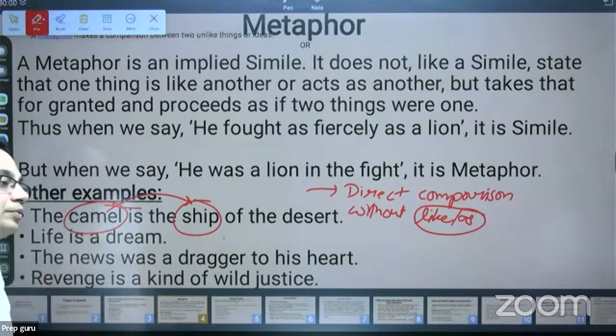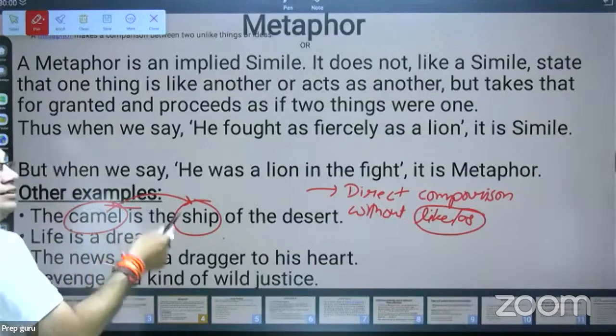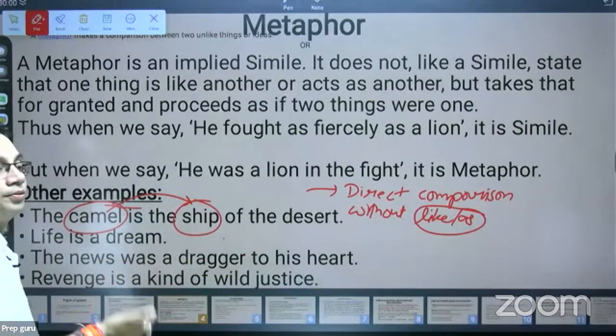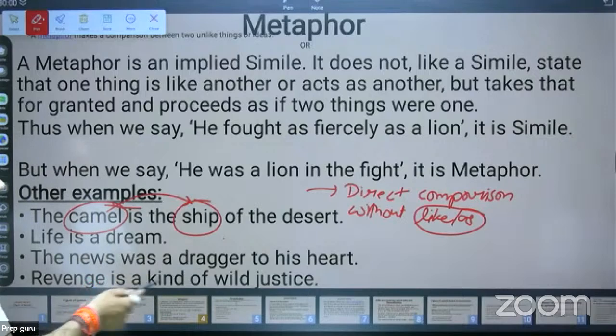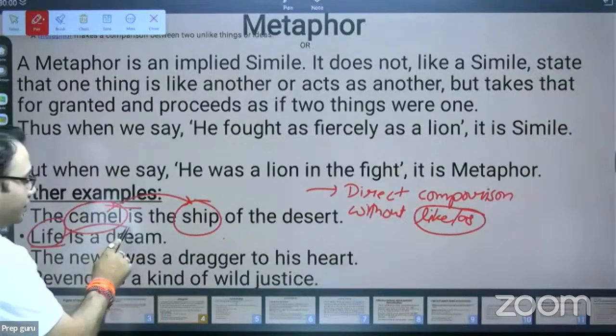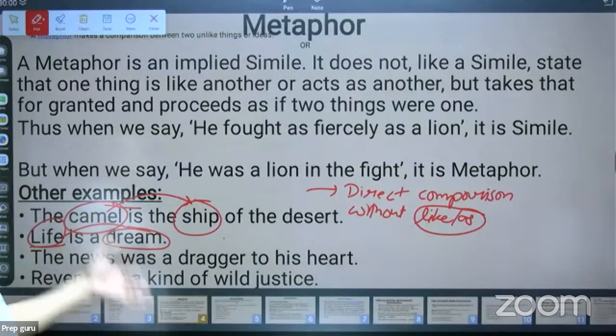इसी को अगर simile की तरह represent करना होता, तो then what would be the sentence? The camel is like the ship of the desert. Like should be there, right? ठीक है, यहाँ पर directly connect कर देना. Life is a dream. Life को सीधे किससे attach कर दिया? Dream से. So this is metaphor, right?